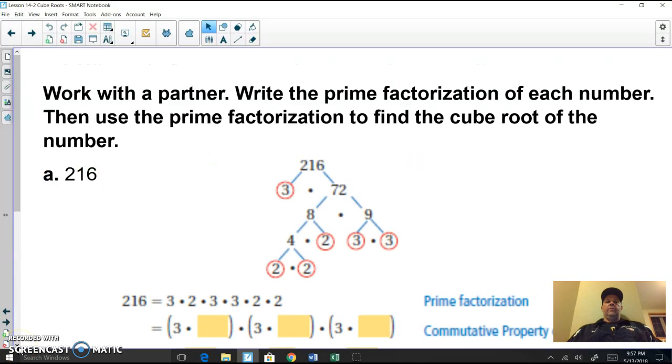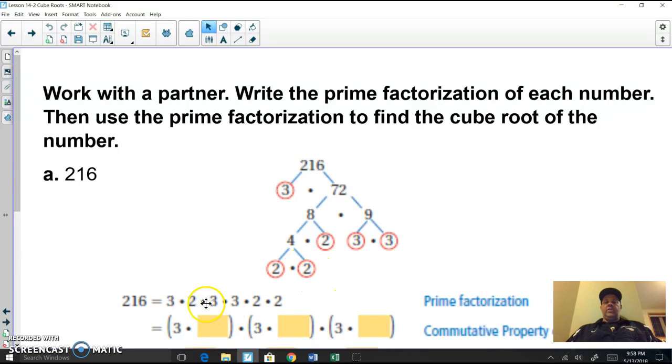Another way that we can solve cube roots is to write the prime factorization of each number. We have the prime factorization of 216 as 3 times 72. 72 can be broken into 8 and 9. 3 will be left the same because it is already prime. We can then break 9 into 3 and 3. We can break 8 into 4 and 2, and 4 goes into 2 and 2.